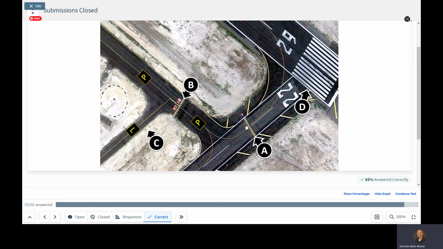Always got to pay attention to these hold lines. In order to go across the double solid line, you have to have clearance. That is the reg, okay?